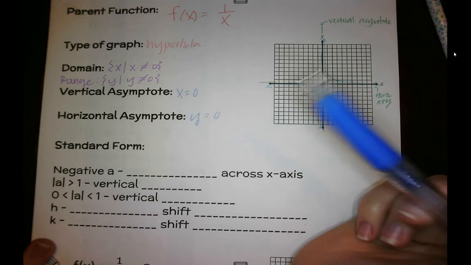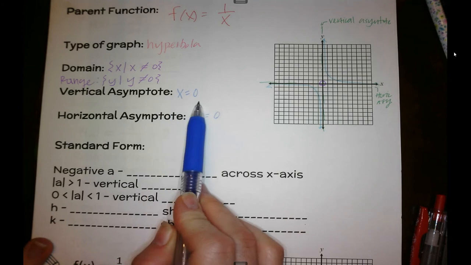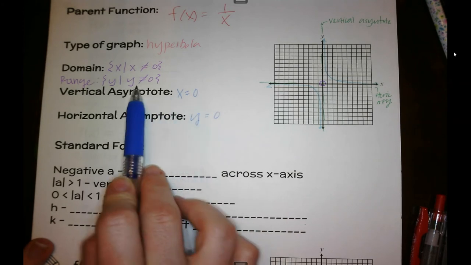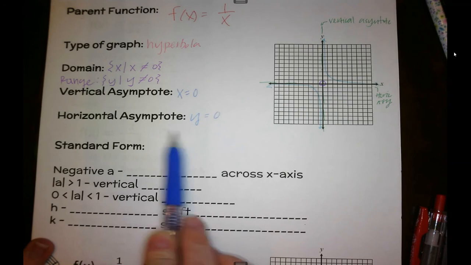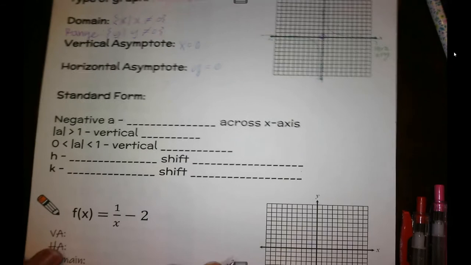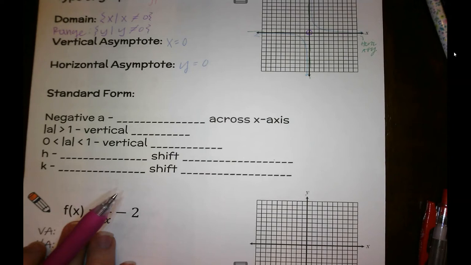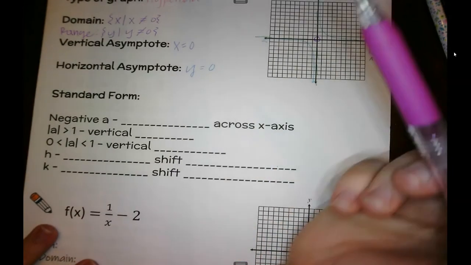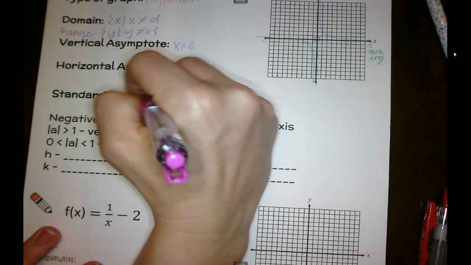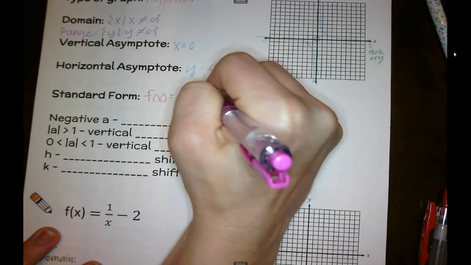Okay, so you're going to notice a pattern: whatever your domain does not equal, that's what your vertical asymptote is going to be. And whatever your range does not equal, that's where your horizontal asymptote is going to be. Not all of them are going to look like this, though, where everything is perfectly 0. We're going to be moving them and shifting them. So what our standard form looks like is f of x equals a over x minus h plus k.